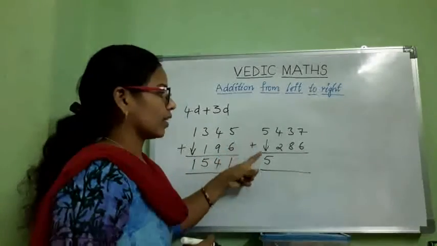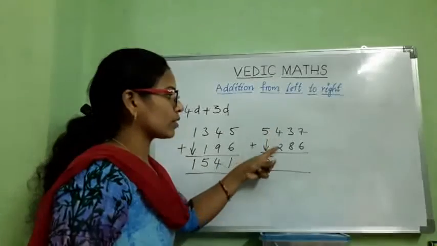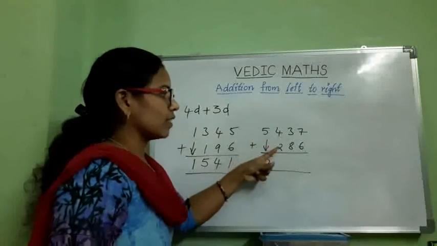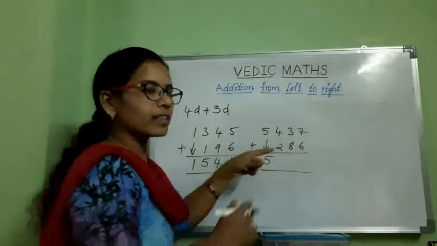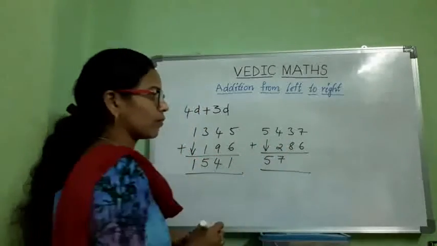See here, yes, 5 down. Why? Because these are non-carry. Next, end digit of 4 and 2 is 6. 4 and 2 is 6. These are carries. So 6 becomes 7.